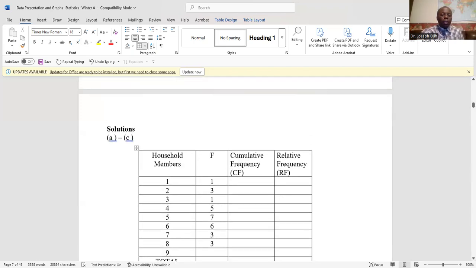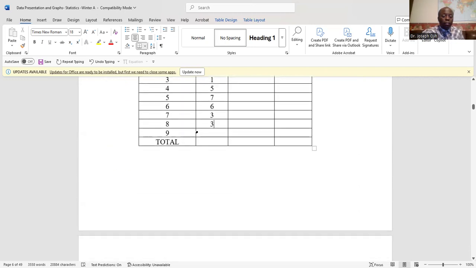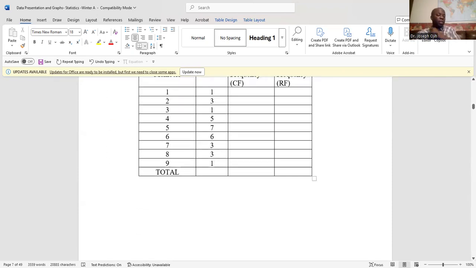Now, how many 9s do we have? Only 1 nine. So let's see the total. Let's check to see if we are correct.